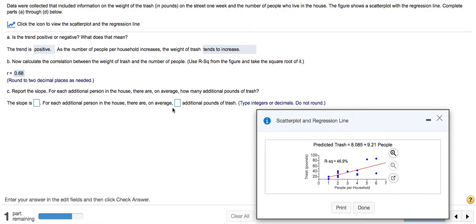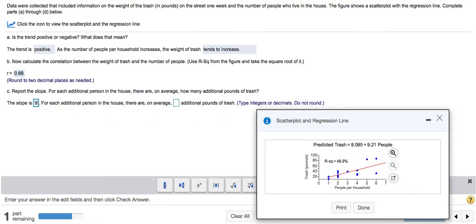Next, report the slope. For that part of the question, the slope is how much this line is increasing by. Based off of this line, it's of the form slope times the variable plus the intercept. It's kind of written backwards, but here the slope is going to be the number that is next to the x variable, which is people, and that is going to be 9.21. So I'll put that here.